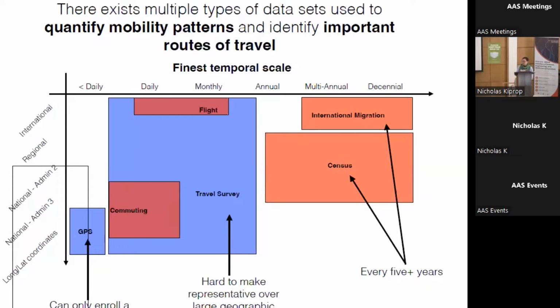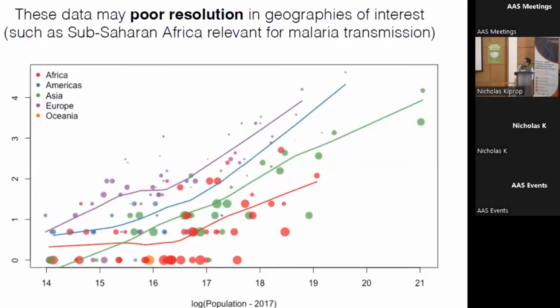But as with all data, there's always going to be a number of trade-offs and issues. So with some data sets like GPS loggers, you might only be able to enroll a very small number of individuals. Other data sets might be more population representative. The census is designed to be representative of the entire country. That might only be collected every 5 years. There's a number of countries that haven't collected migration questions in censuses since like the 70s. So these data might be really outdated, even though you might have fewer biases in terms of the representativeness for the entire population.